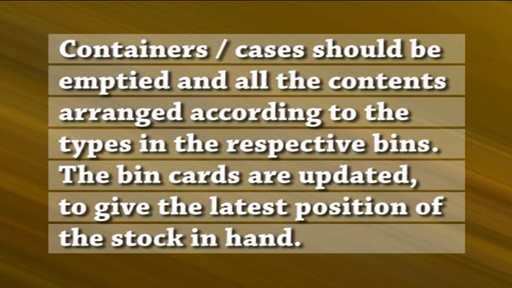Let us now move to the third objective, storing of beverages. Alcoholic beverages are highly susceptible to pilferage. The key to the cellar must be carefully monitored. One of the control procedures is to change the locks often. Containers or cases should be emptied and all the contents arranged according to the types in the respective bins. The bin cards are updated to give the latest position of the stock in hand. The containers or cases are kept in a separate area so that containers are not used to hide bottles.